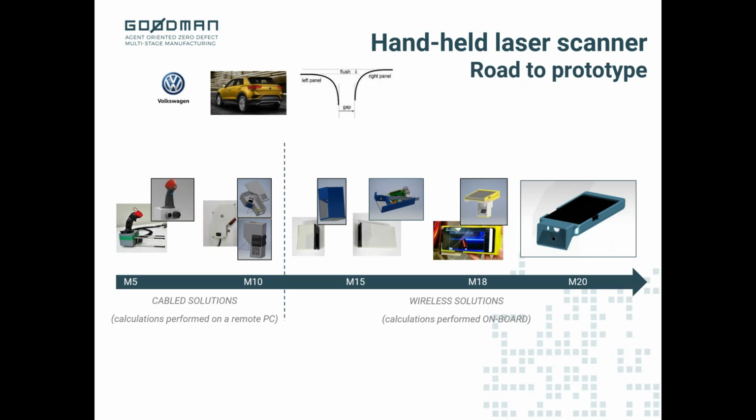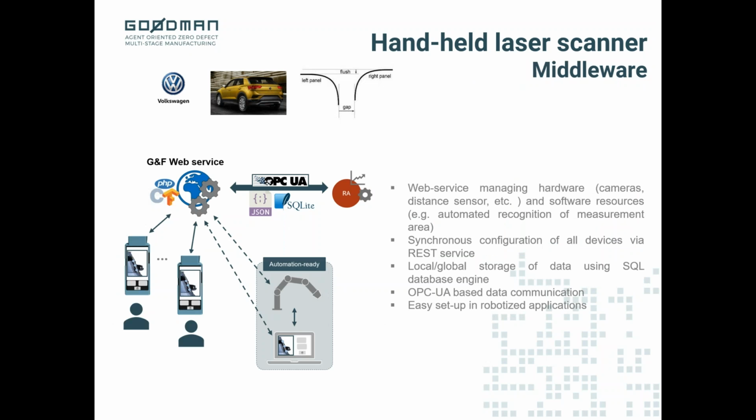So basically, we started with a cable solution where ergonomicity was not that important. We were more interested in assessing the accuracy of the measurement. Since then, we started working on improving the ergonomicity, which means moving from a cable solution to a wireless solution, trying to reduce the dimension of the system as well, and so on and so forth. So basically, we moved from calculation performed on a remote PC to calculations performed on board. And the final solution performs every calculation, as I said, directly on the cell phone.